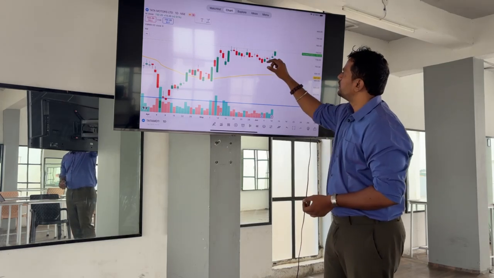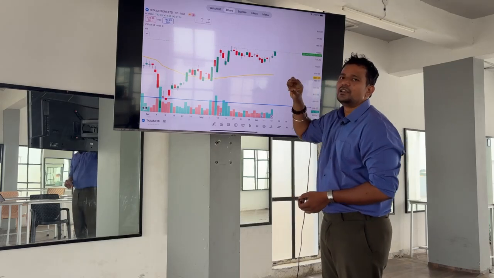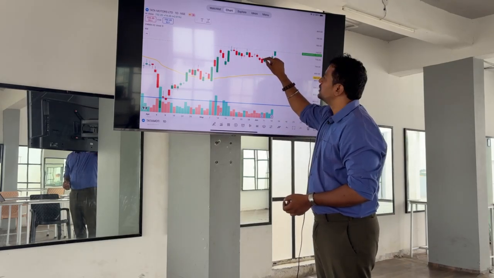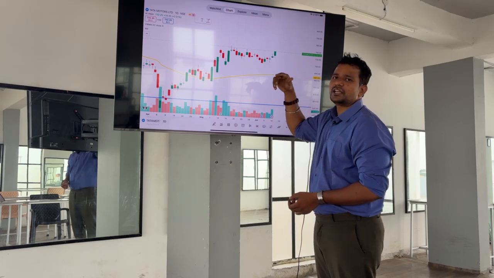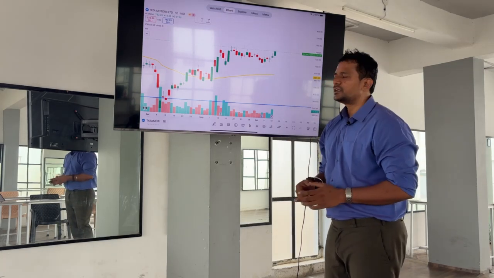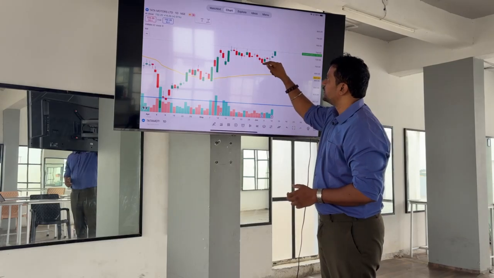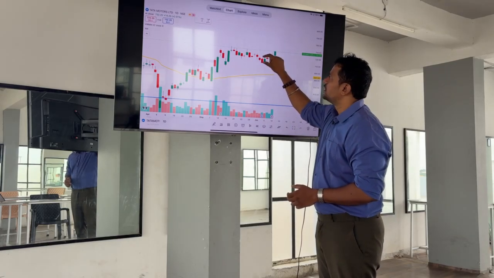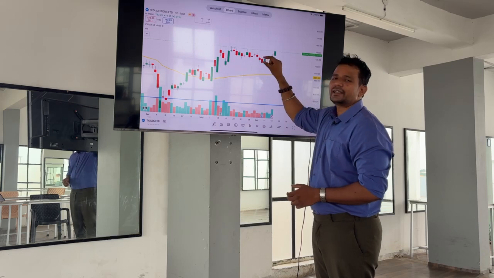Similarly, if you take a red candle, this is where the price started, and this is where the price was pushed down. There was selling pressure, supply pressure in the market, and that is why the price dropped to here, and then the market closed here. That is the reason that on the daily chart a red candle has formed here.